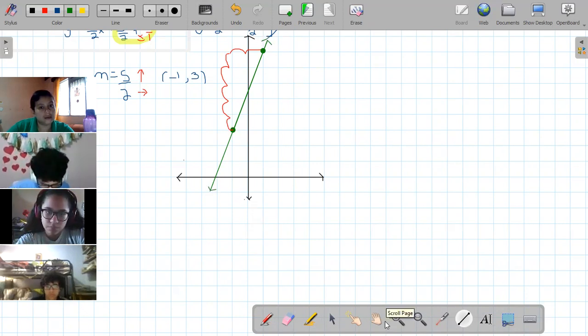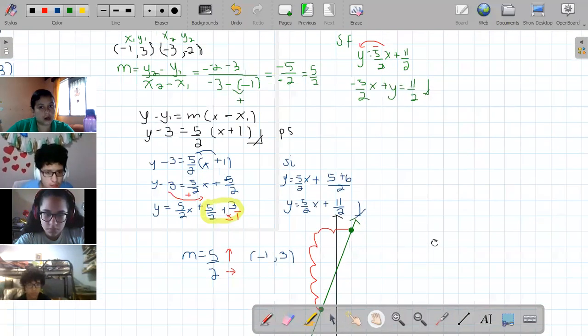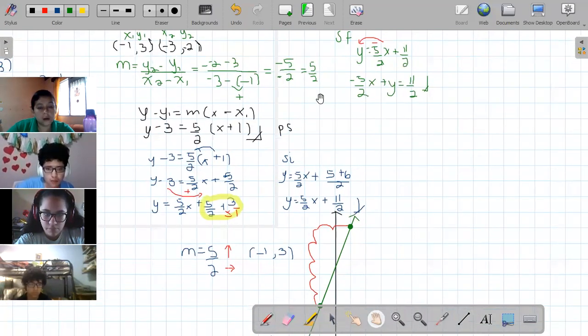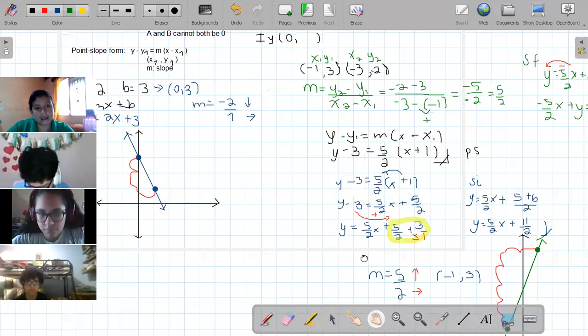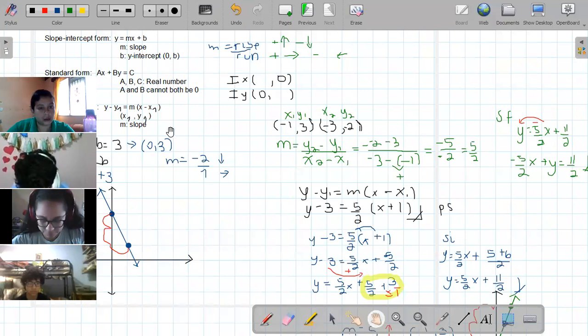And that's it. That's my second graph in point slope form. I'm pretty sure you're going to have an exercise like this, where you need to find the slope, write the point slope form, write the slope intercept form, write the standard form, and then graph, okay? And that is how we graph with the slope intercept form and the point slope form.